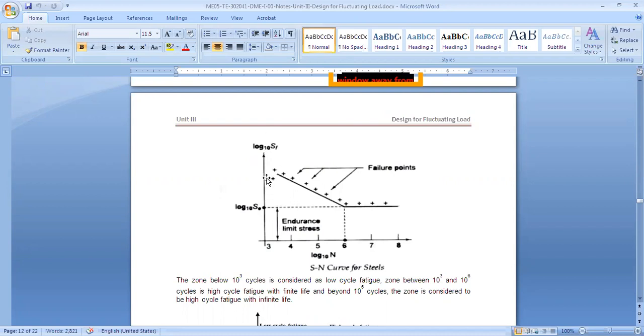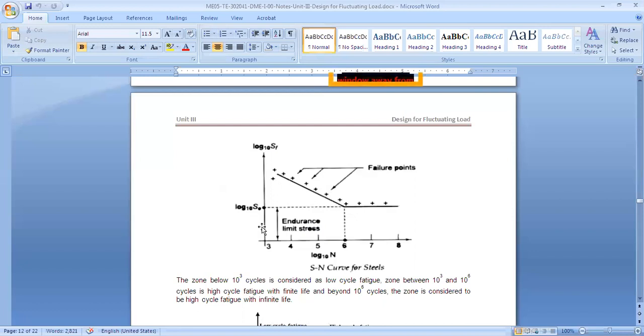So on the x-axis we have stress, and log to the base 10 of SE. That SE you must have seen as a dotted line. That is the endurance limit, meaning the stress at the endurance limit. Any stress below that, it will go forever, meaning your component will survive forever.